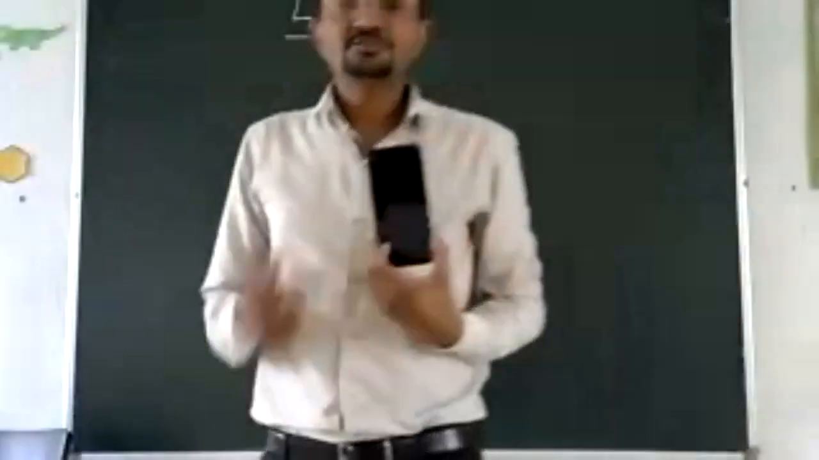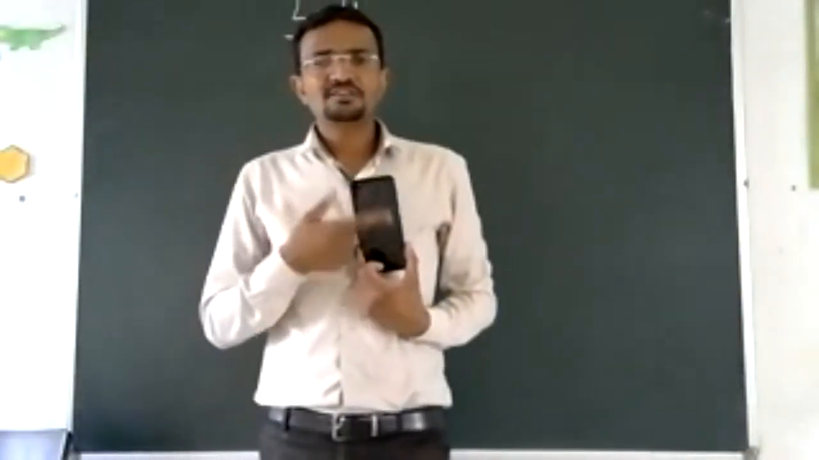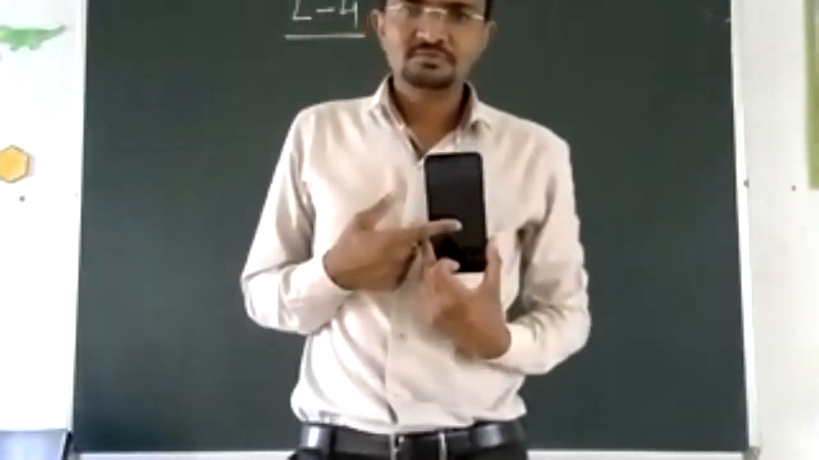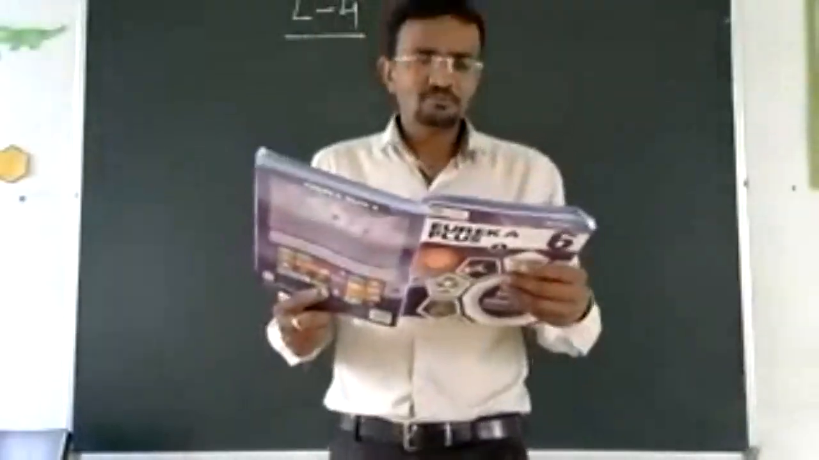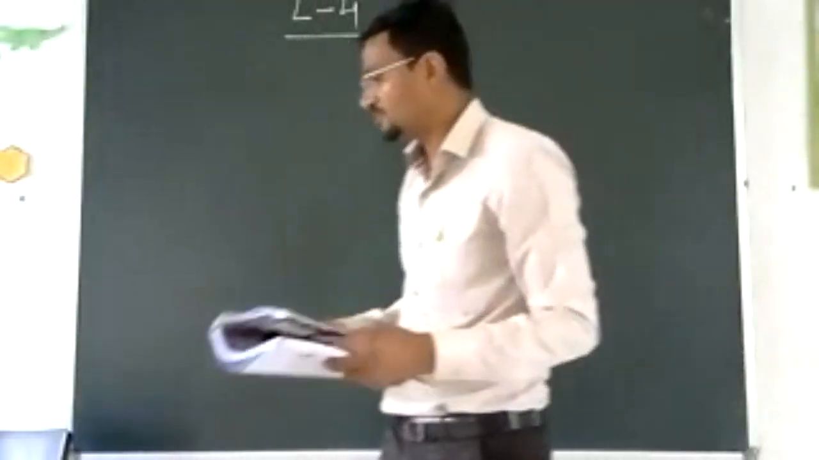See the mobile. You can see the screen. This screen is made up from glass. Now, different kinds of material. What are the different kinds of material?